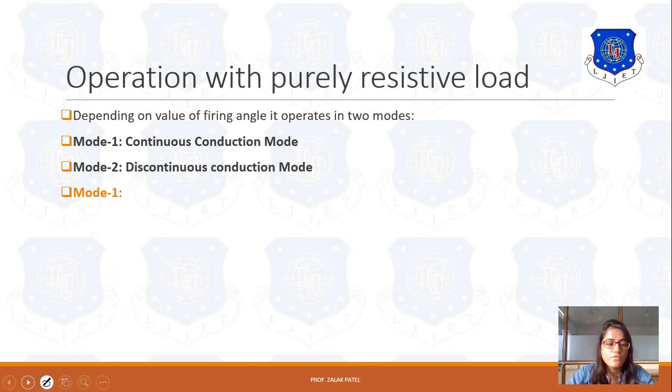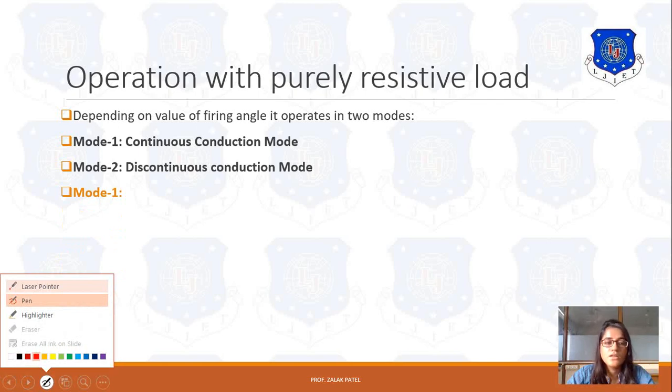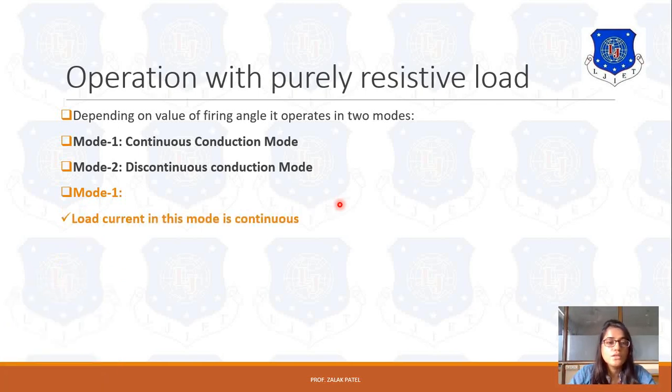First of all, mode 1. Mode 1 means continuous conduction mode. In this mode the load current is continuous, means it will continuously flow through the circuit and does not go to zero level. If the current does not go to zero level, then we can easily say that the voltage for this particular mode cannot go to zero level.